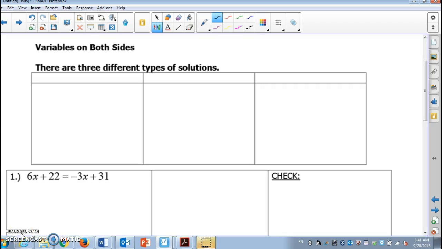Hi guys, so everyone should be on page 5 on your notes. So today we're going to talk about variables on both sides. So when we actually solve any equation, the ones that we've been dealing with, every question had one solution.